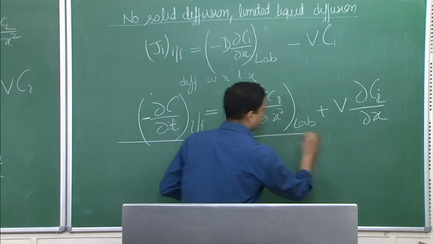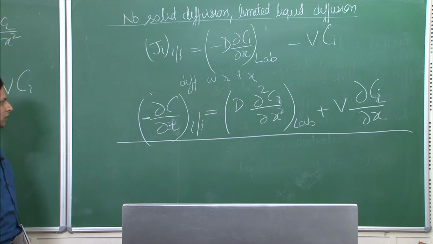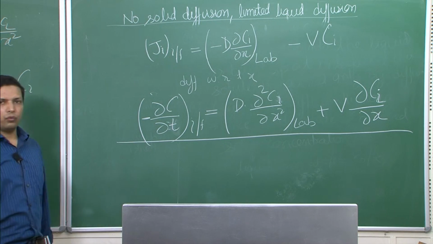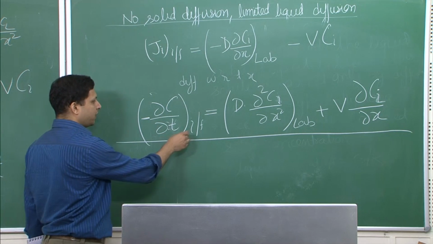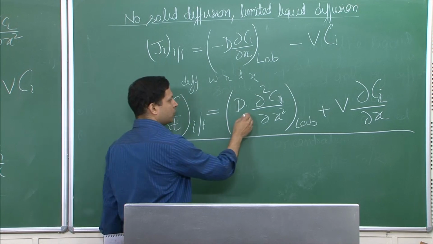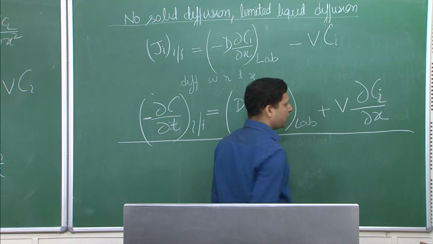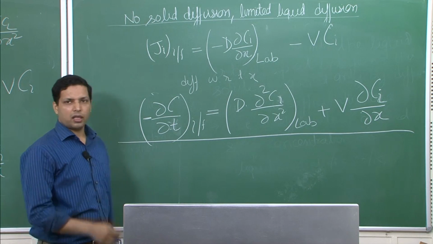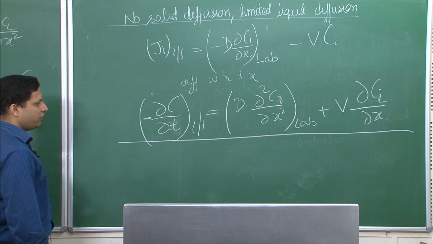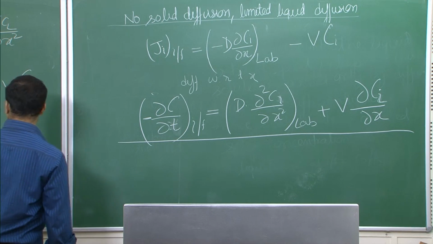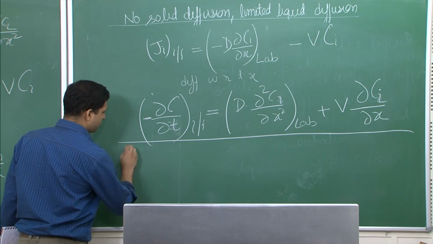Now, this is the diffusion equation that is valid when your reference frame is itself moving. So, del C over del T in the interface plane is equal to D del 2 Ci by del x square in the lab reference frame plus V del Ci by del x, where Ci is the concentration in any particular plane, the ith plane. From here we can get two different conditions. One is steady state.